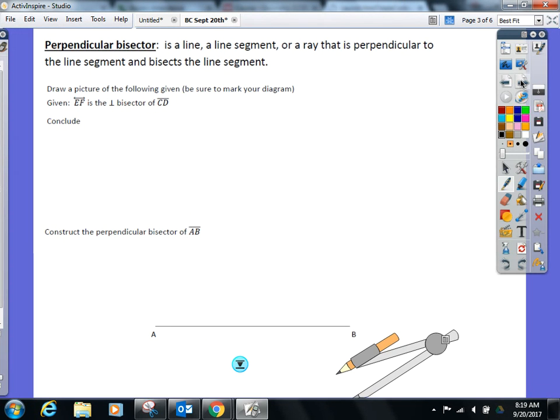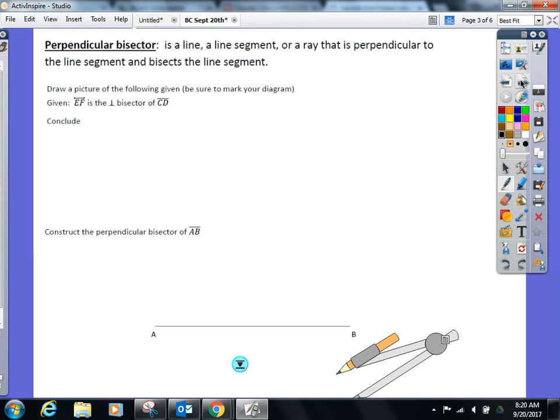Let's do this. A couple new vocabulary terms. Perpendicular bisector. You can go ahead and read through it. It could be a line segment, or a ray, but what's it do? It's perpendicular to the line segment and bisects it. What does bisects mean to us? It cuts it in half. So not only does it cut it in half, but it also forms what's perpendicular again from yesterday? It bisects the line and forms a right angle.